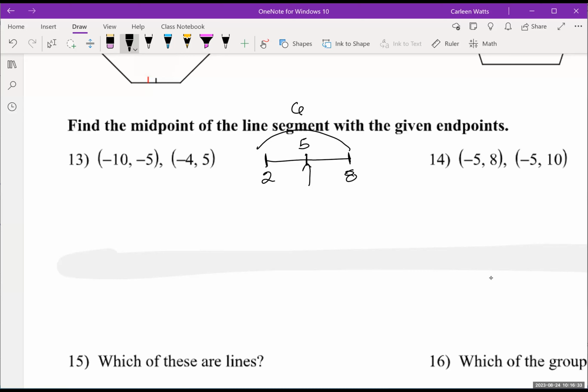The better method is find the average or the mean. 8, well, I'll do it this way. 2 plus 8 divided by 2. 2 plus 8 is 10, divided by 2 is 5. Yeah, that's fine.